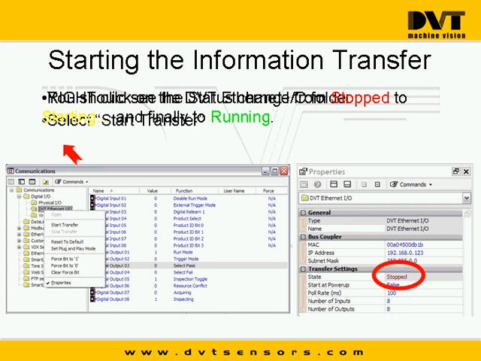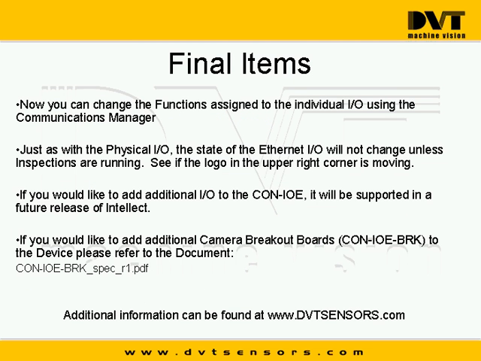And finally, to start that information transfer, you want to right-click on DVT I/O and start transfer. That will put it into running mode. You will see that change from stop to starting as it attempts to start the communication, and then finally running. That's what you're looking for. Now you can change all of the functions of your I/O to do exactly what you need them to do.